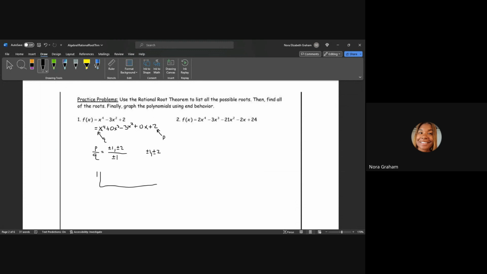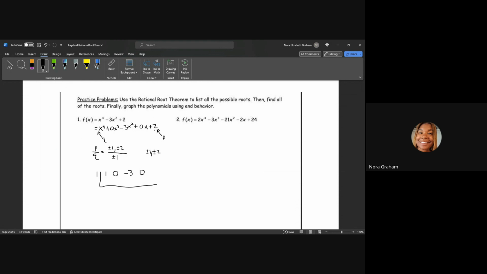So the coefficient of x to the fourth is just 1. My coefficient of x to the third is just 0. My coefficient of x to the second is -3. My coefficient of x is just 0.